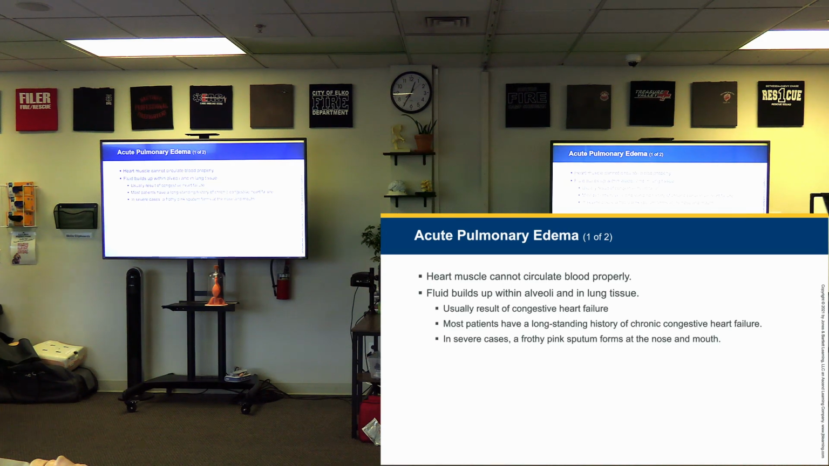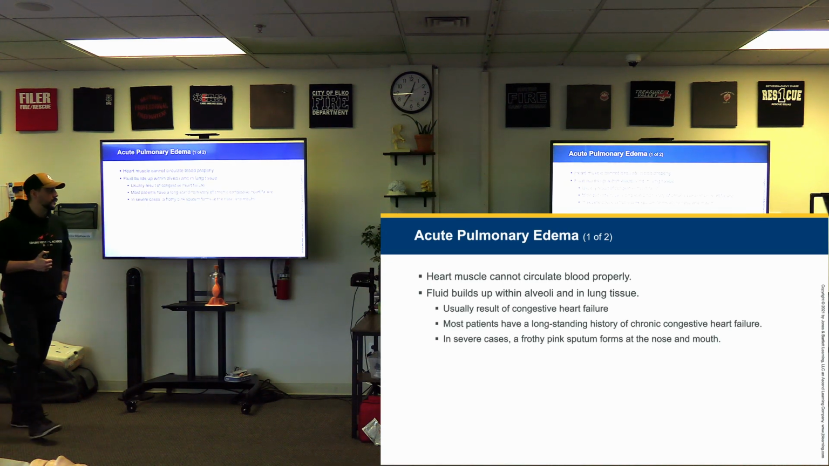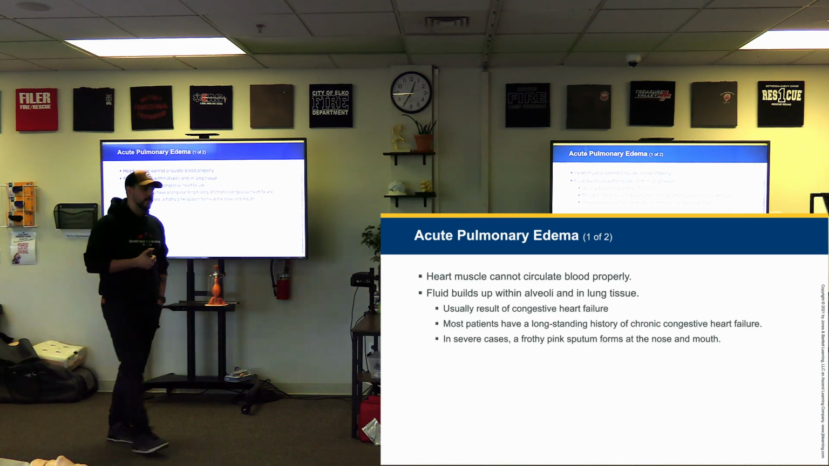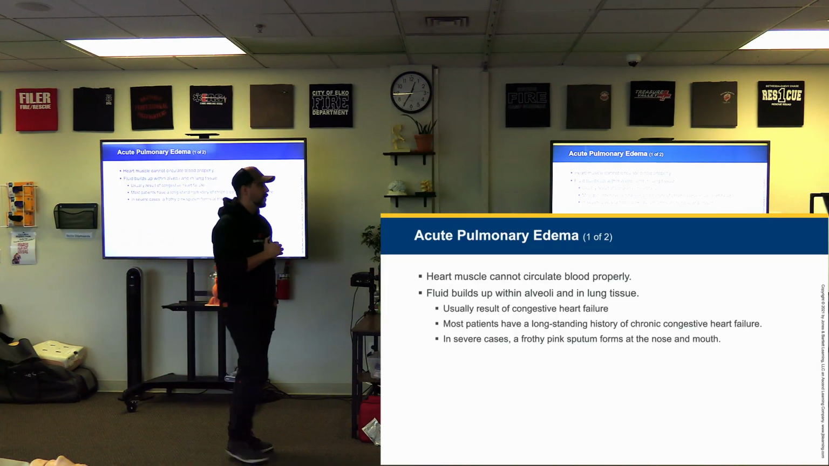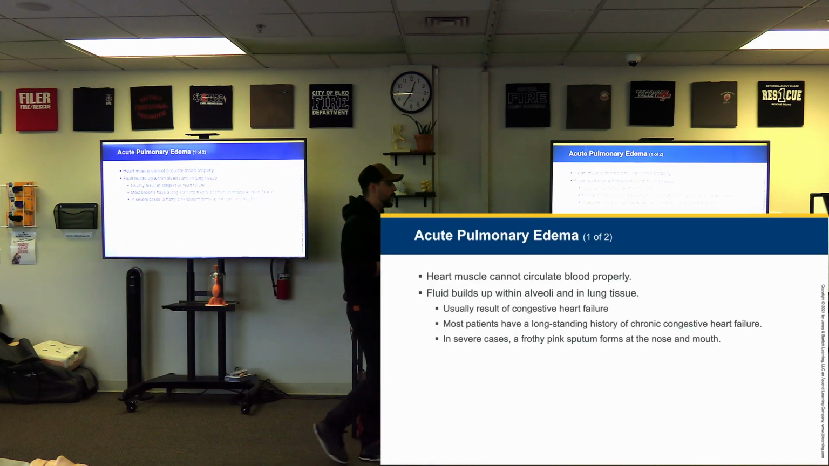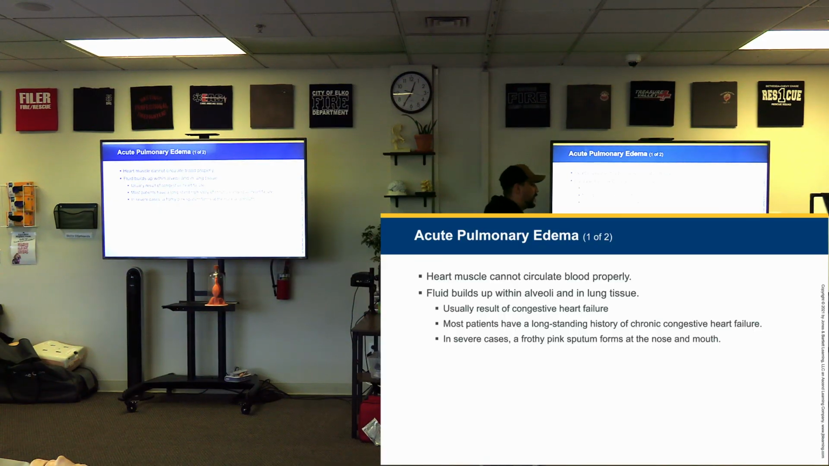In severe cases, you'll see a frothy pink sputum forming at the nose and mouth. Okay, so rust colored for TB, pink for pulmonary edema. Now all of these conditions are going to be lung sound worthy, right? Make sure you're listening to lung sounds. When I was out in the field and I had a breather patient, that was the first thing I was doing because it at least narrows things down, okay?